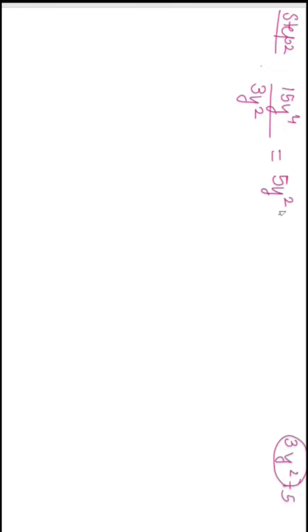Second step is y4. So the leading term is 15y4. See, in the question, it is 15y4. And my second term is 3y square plus 5, so my leading term is this. So I will divide by 3y square. Okay. So tell me what I will get. I will get 5y2.